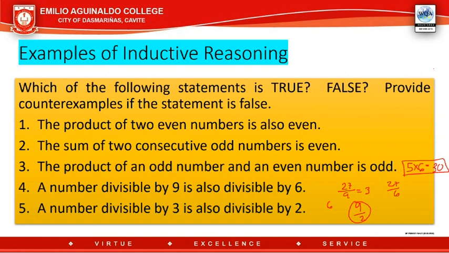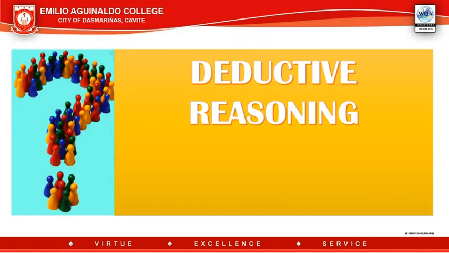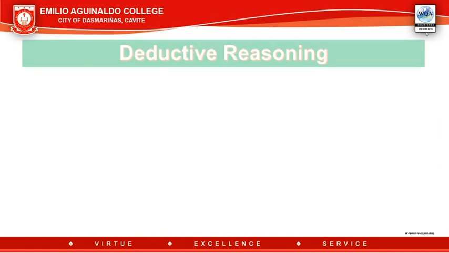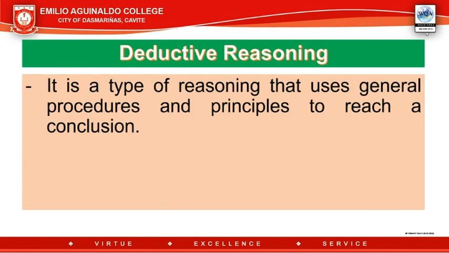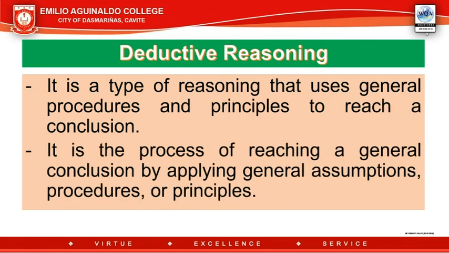Okay, this is inductive reasoning. As we are done with our discussion of inductive reasoning, now let us discuss deductive reasoning. So what is deductive reasoning? By definition, it is a type of reasoning that uses general procedures and principles to reach a conclusion. It is the process of reaching a conclusion by applying general assumptions, procedures, or principles.